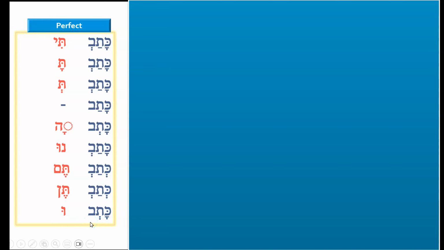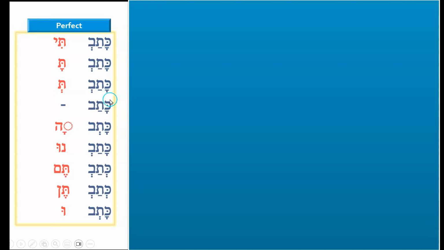Okay, now it's explainable. I'm not going to go into the detail why, but whenever the last syllable being added is just a vowel, look at this: katvu, katva. Even though there is a hey at the end, it's silent. That's pretty much it. Only these two forms are going to have shva instead of a patach.